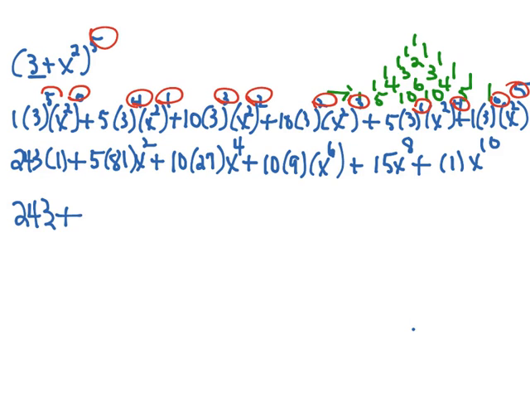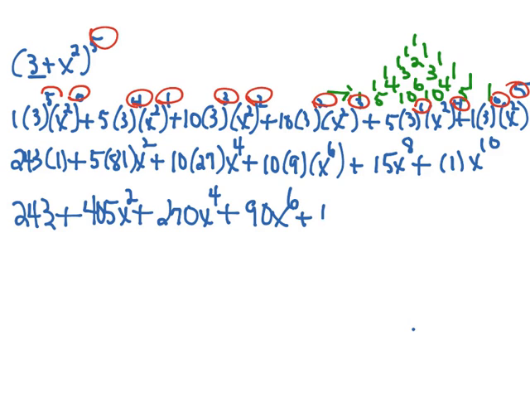So combining, we have 243 plus, we're going to multiply 5 times 81, which is equal to 405x², plus 27 times 10, which is equal to 270x⁴, plus 10 times 9 is going to give us 90x⁶, plus 15x⁸, plus x¹⁰. And there is our binomial raised to the fifth power.